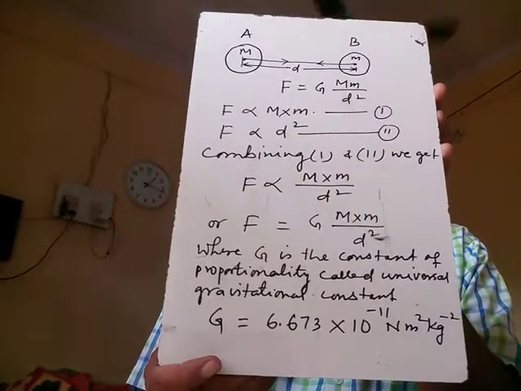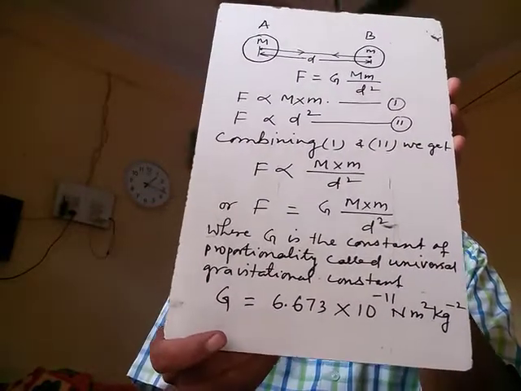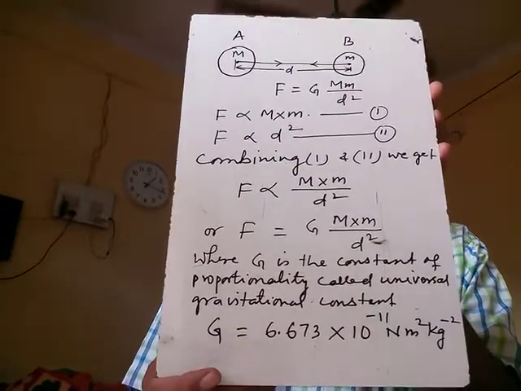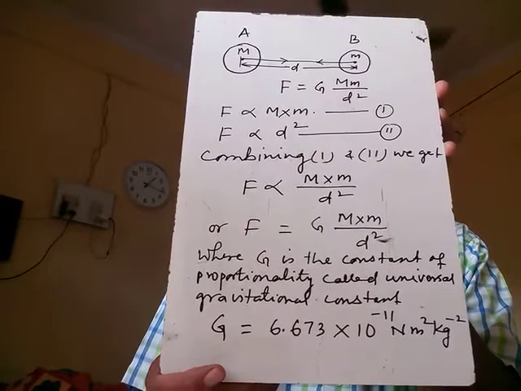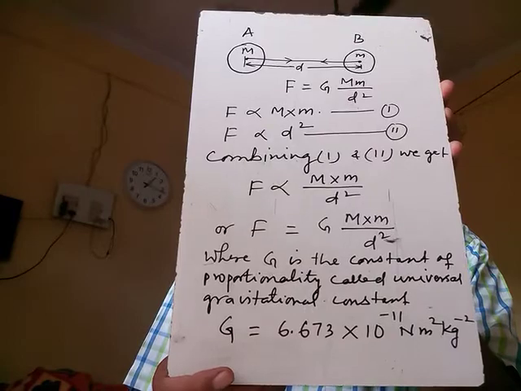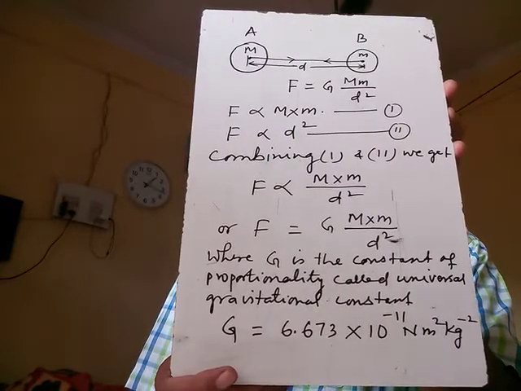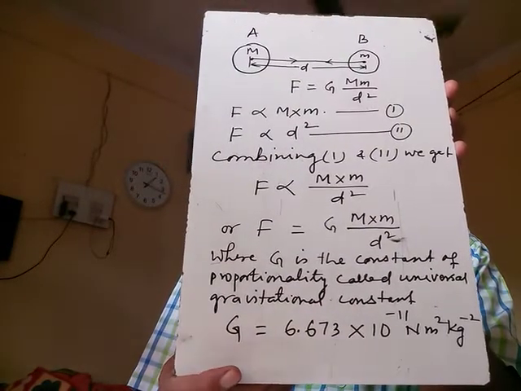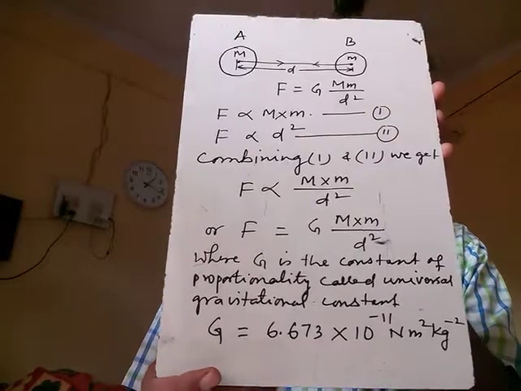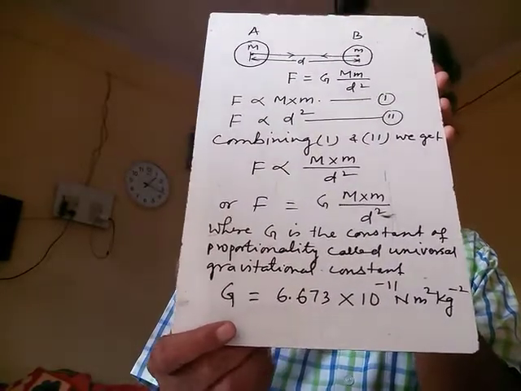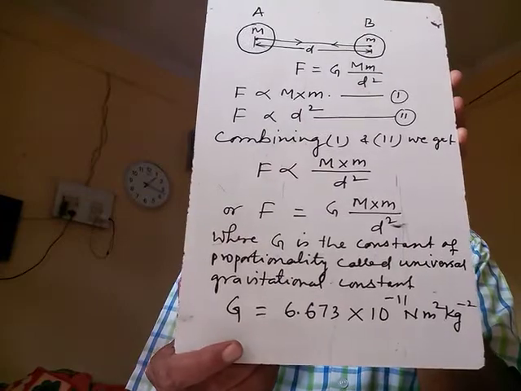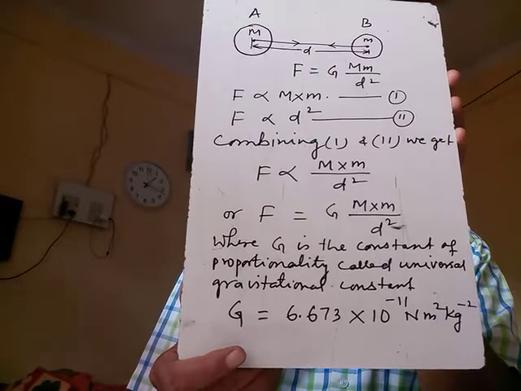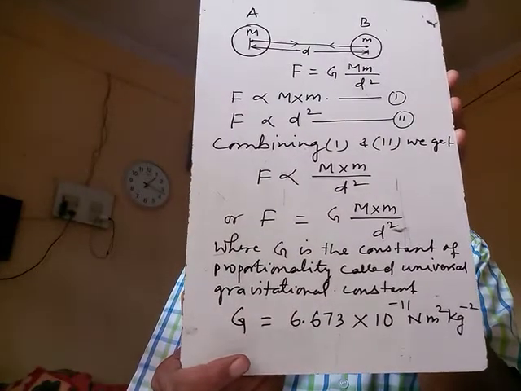You can see the distance between these two objects is d, and therefore the force of attraction between these two objects is inversely proportional to d square. And if we combine these two together, after combination, F is directly proportional to M into m divided by d square. There is a proportional sign.